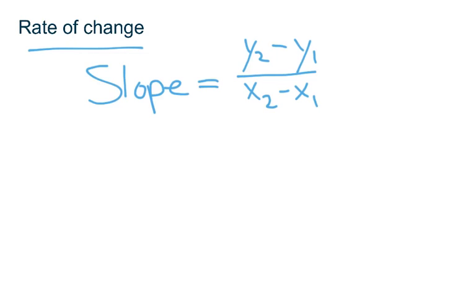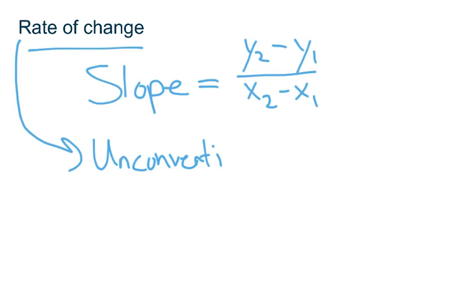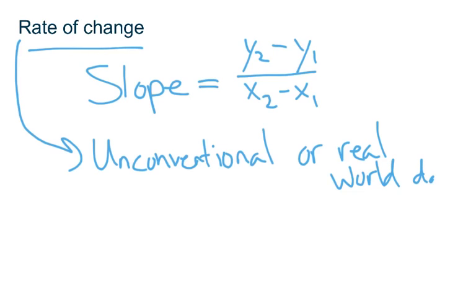Now, the difference here with rate of change is that we're looking at maybe something unconventional on the graph, or we're looking at real world data. In other words, it doesn't fit a nice little perfect line or anything like that. And so rate of change kind of is slope in word problems. It's just a really good way to think about it.